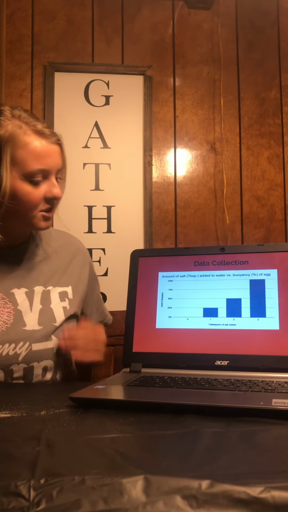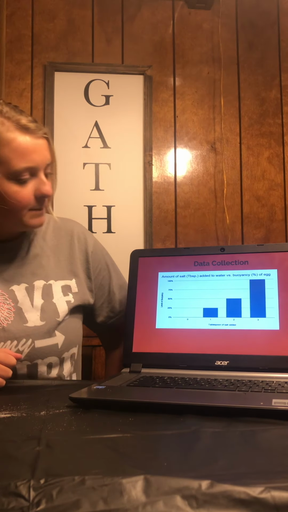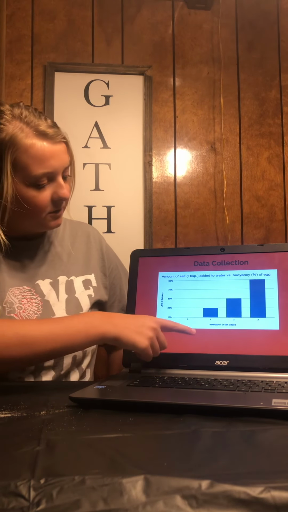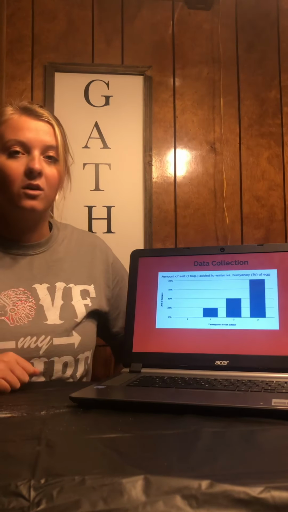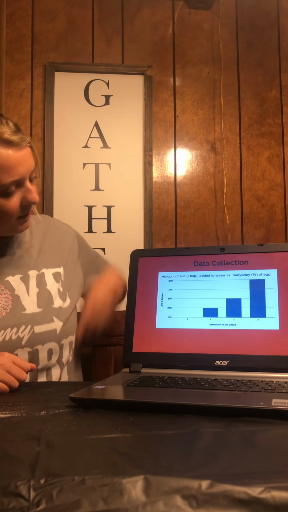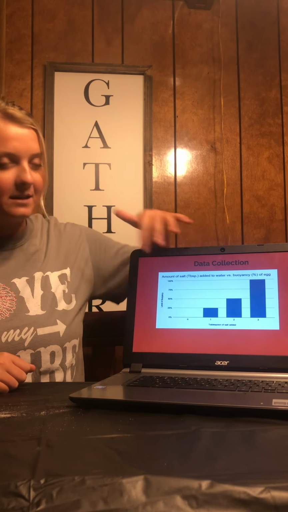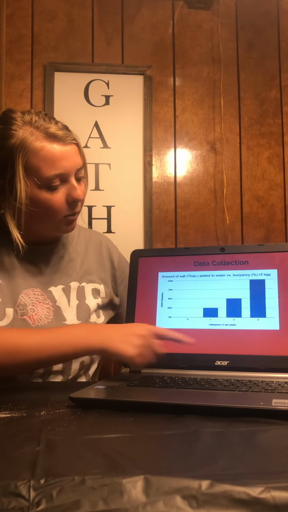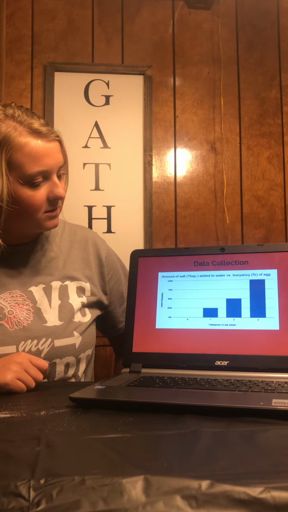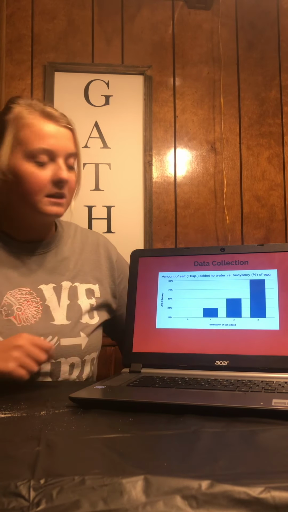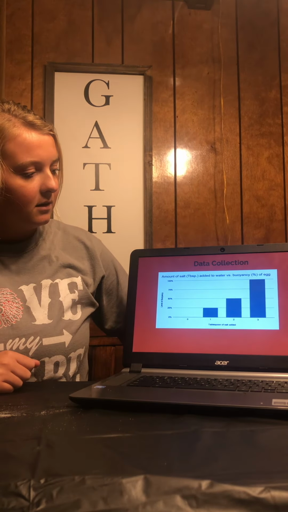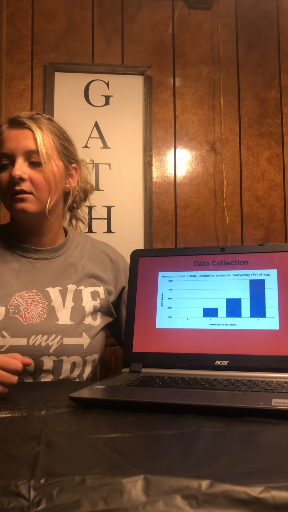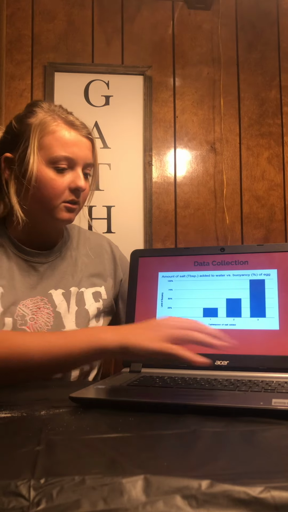Here is my data collection. To explain this chart, I used these numbers as how many tablespoons of salt it took. And the percentages over here are the amount of buoyancy that's happening. So, for example, on 3 tablespoons here, it reached 100% because that was how many tablespoons it took to get the egg to float.